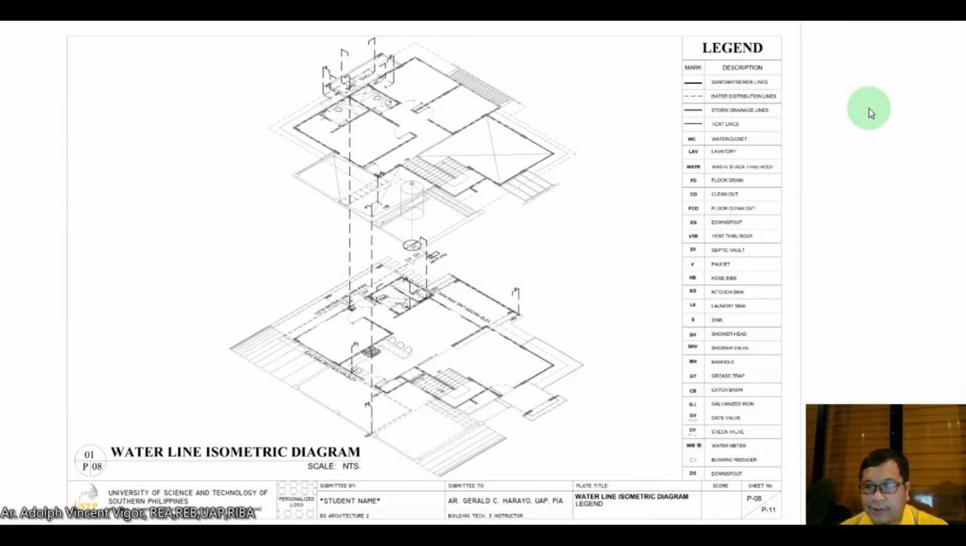Okay, class. So let's look at P8. This is the water line isometric diagram. So this is what I'll be requiring you to submit in week 8. So I told you that I'm going to reduce some of our requirements. Basically, since this is a pandemic, some of you are having financial difficulties as well. So your last submission will be P8.